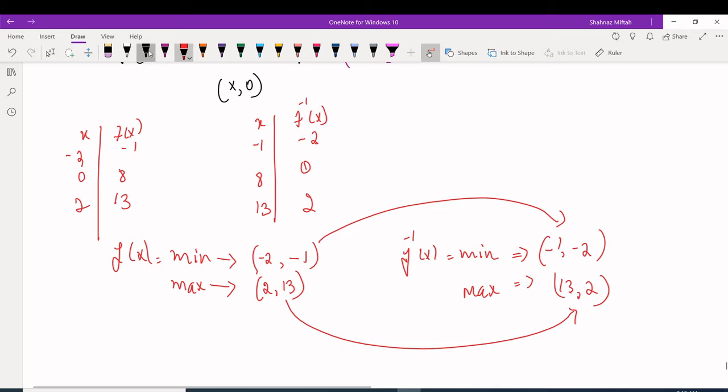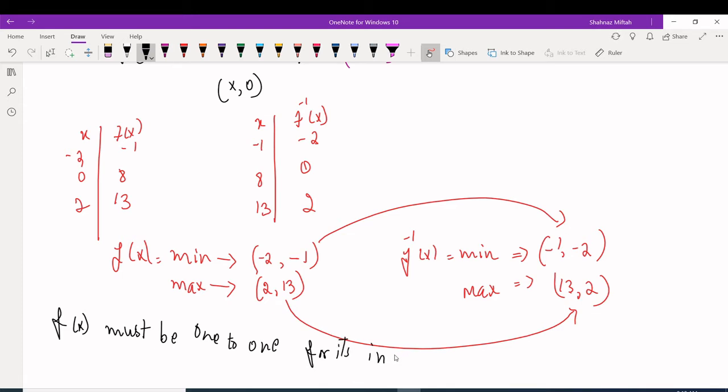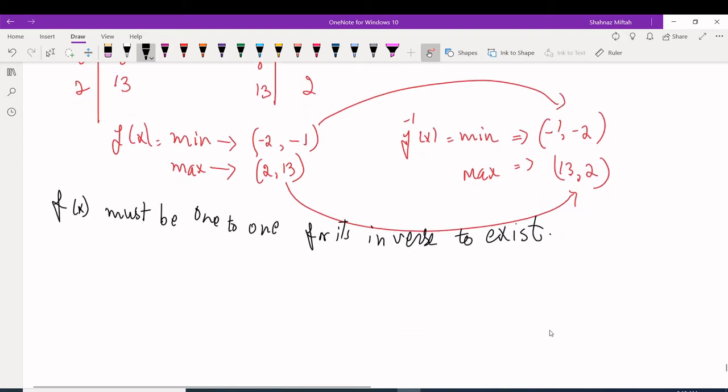Make sure you also understand that f of x, any function, must be noted down somewhere, must be 1-to-1 for its inverse to exist. F of x must be 1-to-1 for its inverse to exist. What does 1-to-1 mean? 1-to-1 is when the function can pass the horizontal line test.